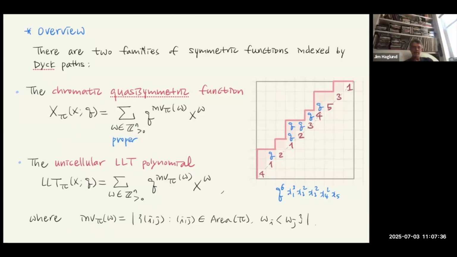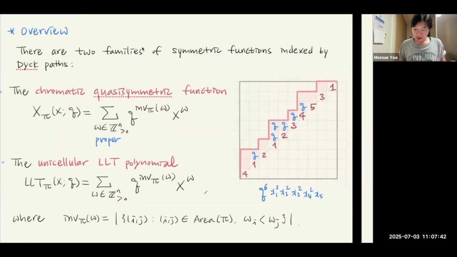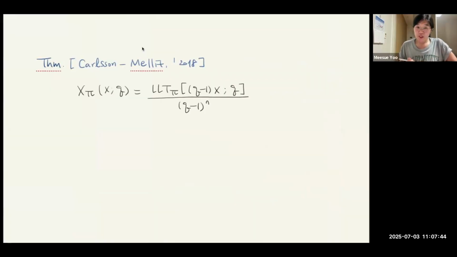Okay. So these two definitions look very similar, except this proper condition. And so there should be some relation between these two polynomials, and Carson and Mallet came up with the precise relationship in 2018 upon the proof of the shuffle conjecture. Namely, they are related via this plethystic substitution.